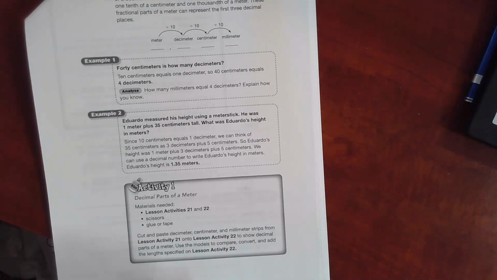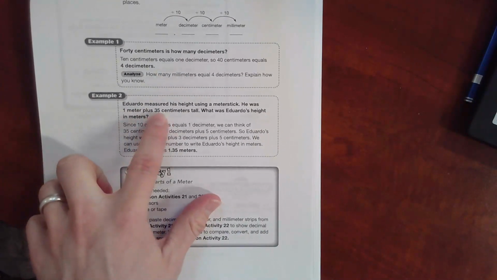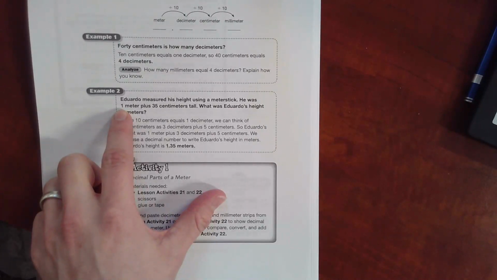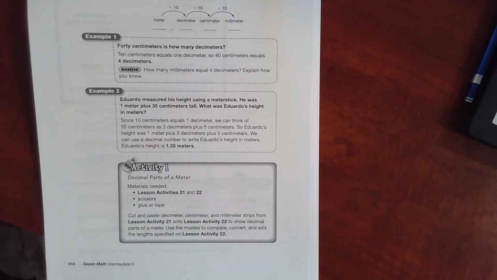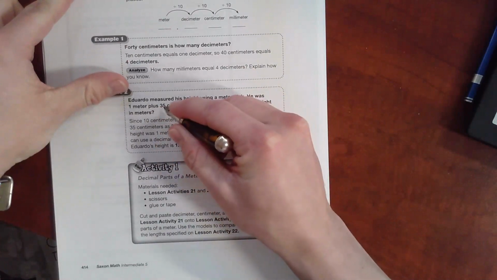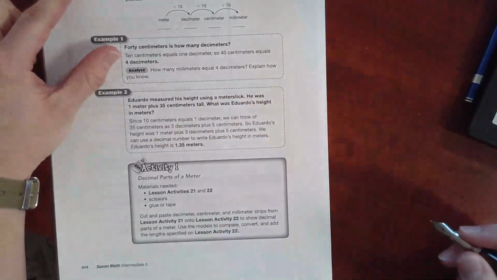Okay, so 1 meter plus 35 centimeters tall. So what was Eduardo's height in meters? Well, it's just 1.35. Okay. So you could say he was 1 meter, 3 decimeters, and 5 centimeters.